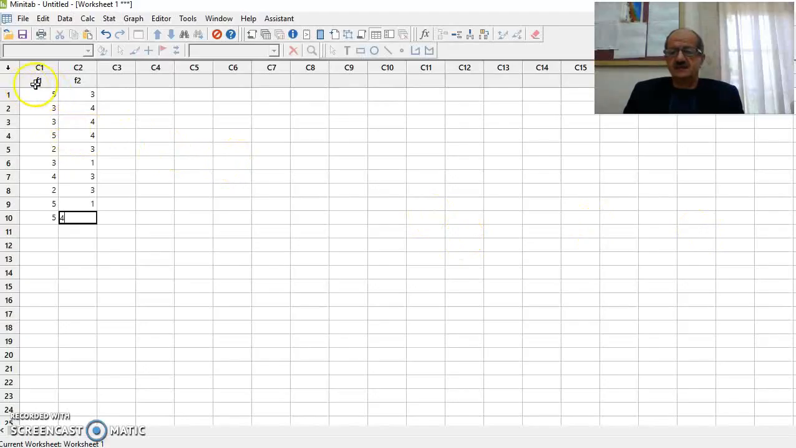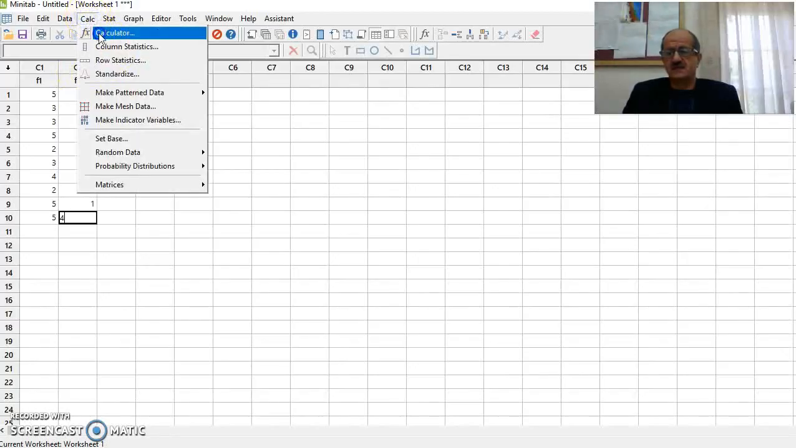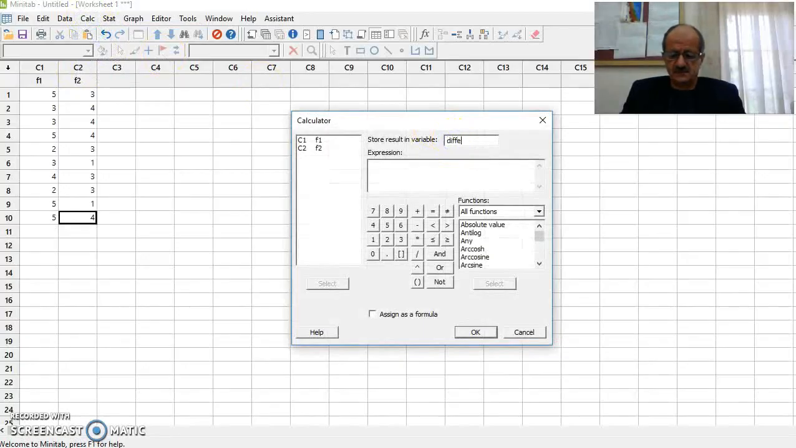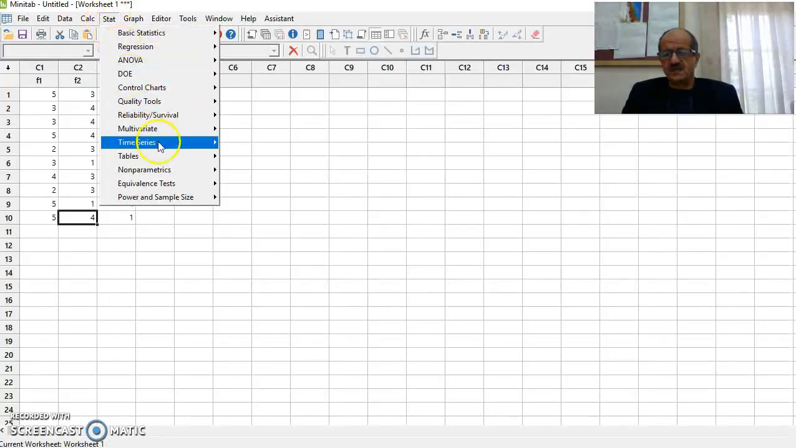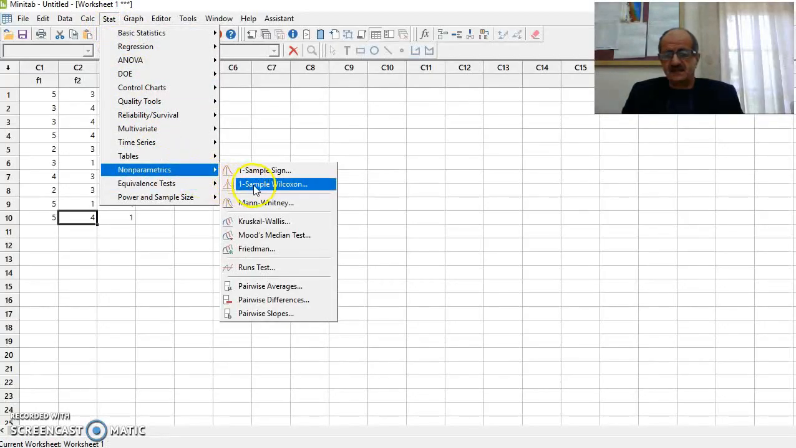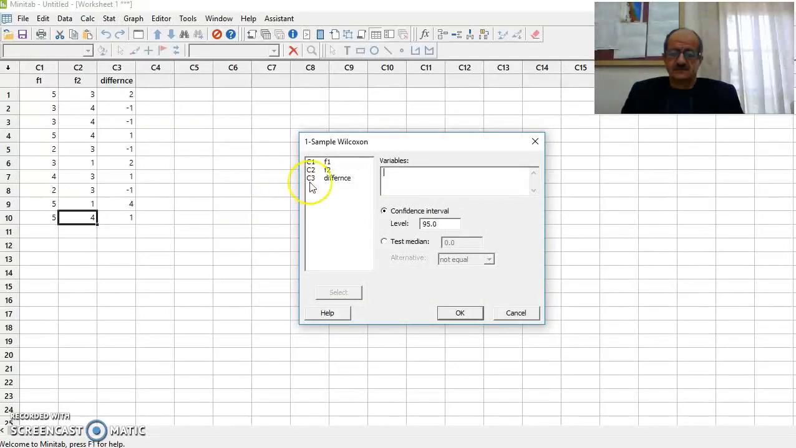Okay, we have the two choices, F1 and F2. Now we want to test the difference between the two choices. We want to use the calculator to calculate the difference between F1 minus F2. Here is our data that we want to test, to see if there is a significant difference or not, using the non-parametric Wilcoxon signed rank test. Statistics, non-parametrics. Here you are, one-sample Wilcoxon, because we are working with the difference as a sample. The variable is the difference.